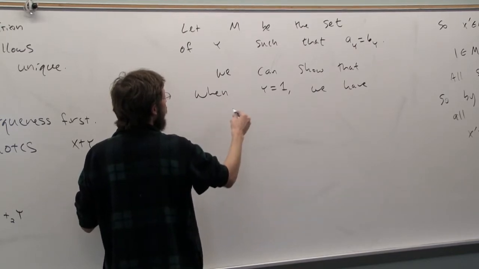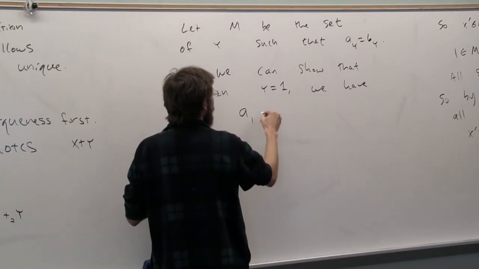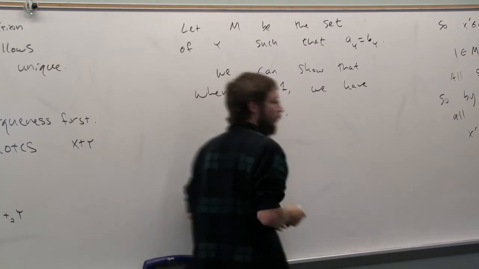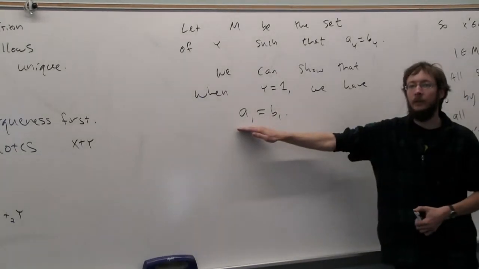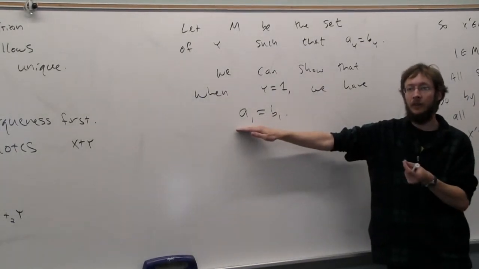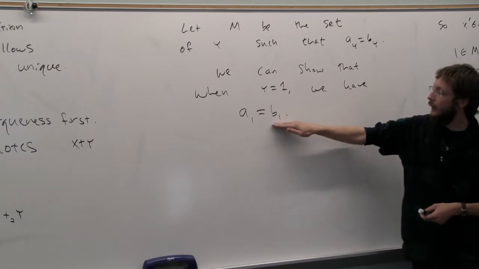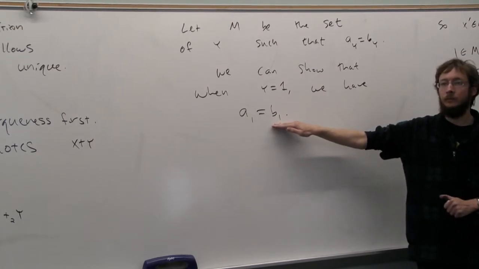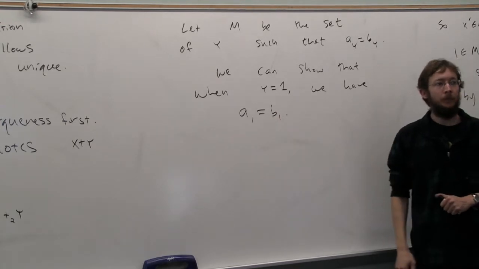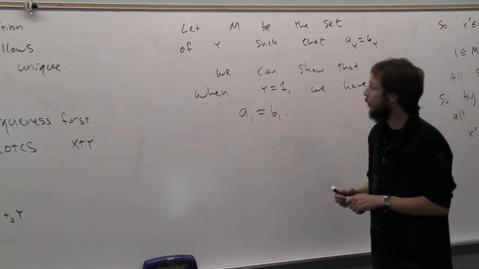We can show that whenever y is 1, we have that a sub 1 is equal to b sub 1. What that means is that x plus 1, using the first method of addition, has to equal x plus 1 using the second method of addition. Okay. So we need to prove this.